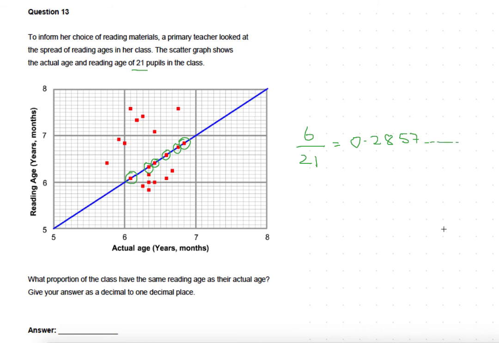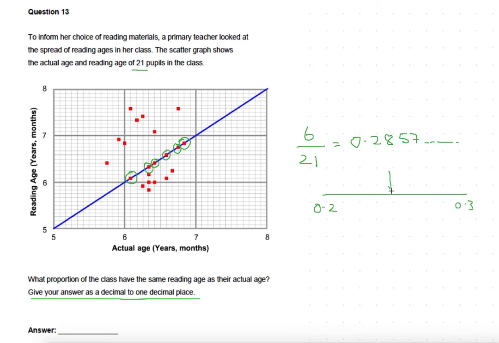I wouldn't worry too much about writing more than 3 or 4 decimal places down, even if you're going to round it. Okay, so let's have a look what they want us to do. They want us to round this to 1 decimal place. So I'm going to use the number line. It means we're either going to round to 0.2 or 0.3.